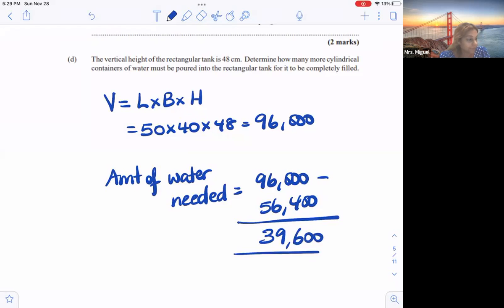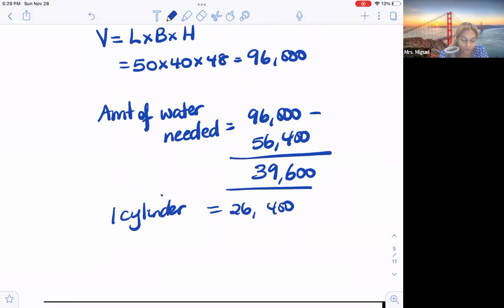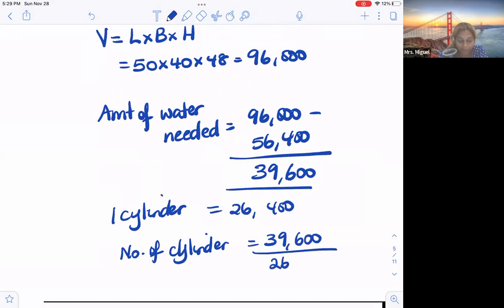39,600. And if one cylinder can hold 26,400, the number of cylinders needed will simply be 39,600 divided by 26,400.